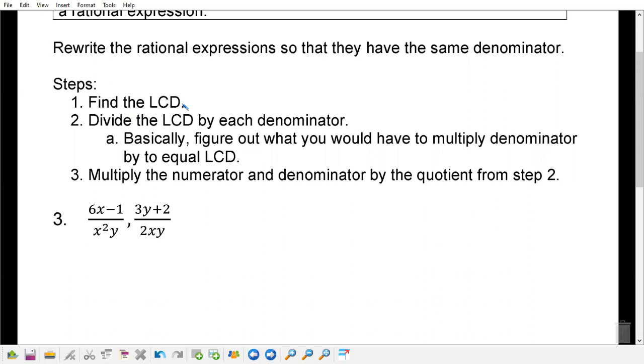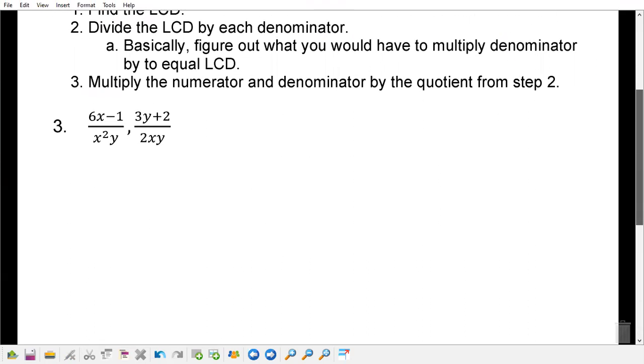We're going to divide the LCD by each denominator. Basically, figure out what you would have to multiply the denominator by to equal the LCD. And then step 3, we're going to multiply the numerator and denominator by the quotient from step 2. And then we will have 2 fractions with the same denominator.